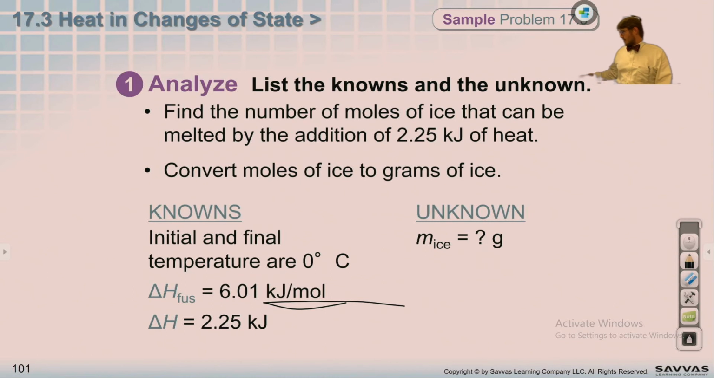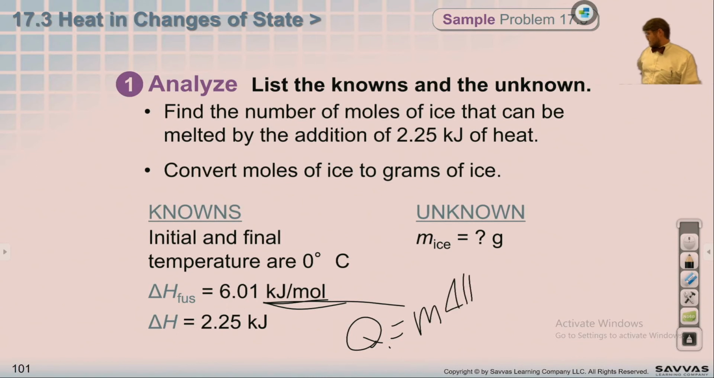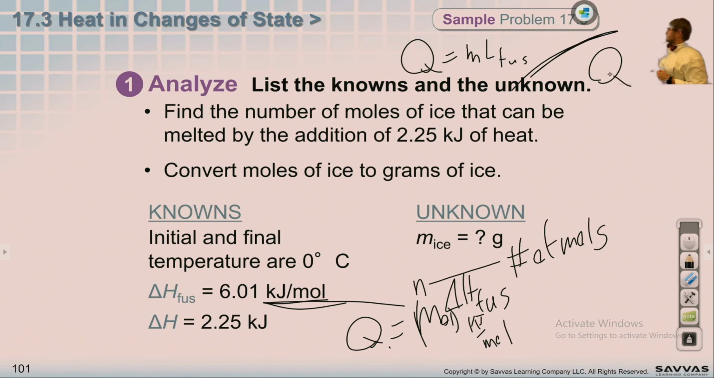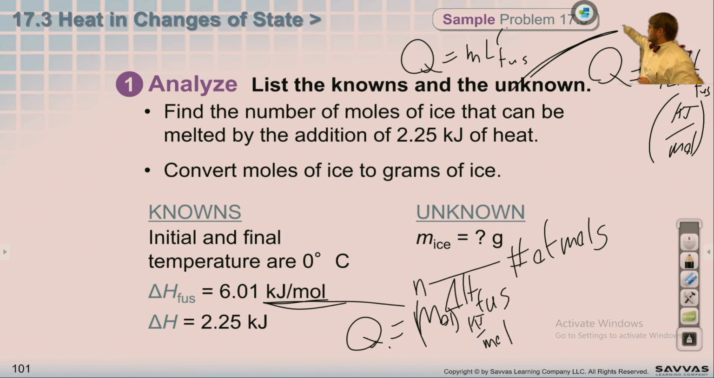So if we plug this into the formula, Q equals n delta H fus. This delta H fus is in kJ per mole. That means this is actually moles times H fus, which means this number is not an M, this is an n, which means number of moles. It's just a slight variation of the equation before. Our equation before is Q equals m L fus, versus this equation is Q equals n delta H fus. That's because this one is in kilojoules per mole, and this L fus is in joules per gram. So the units are different.